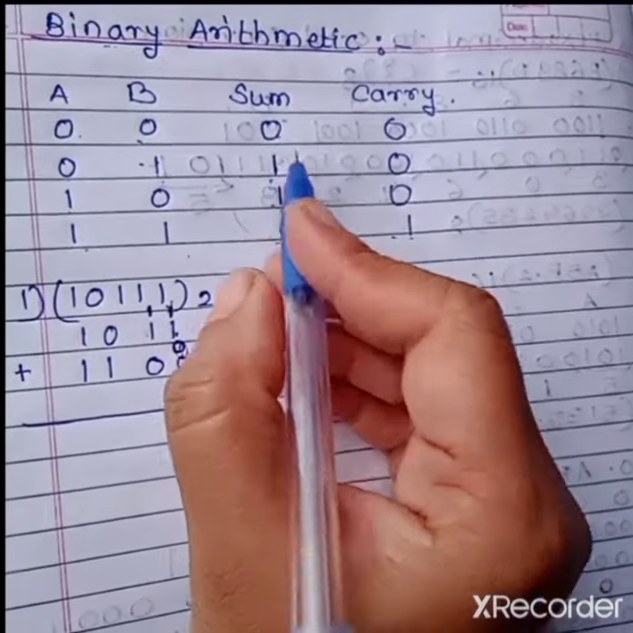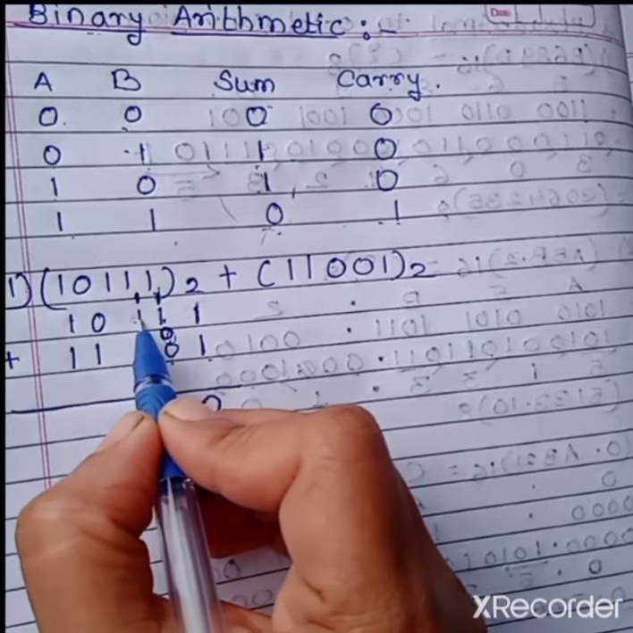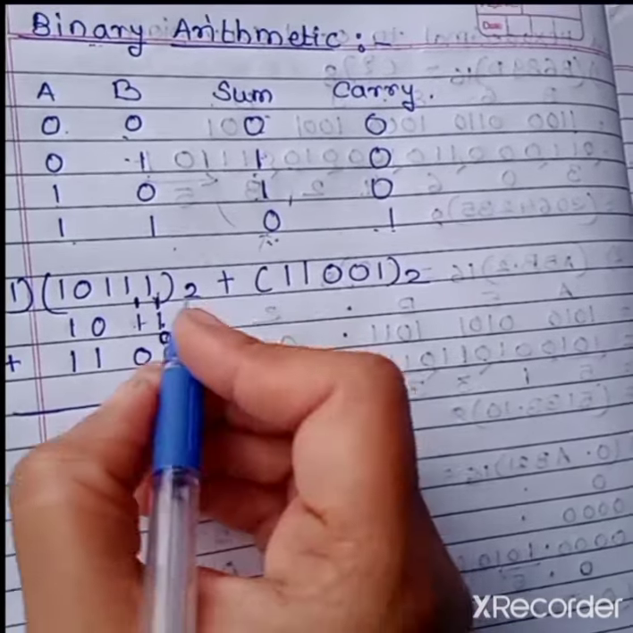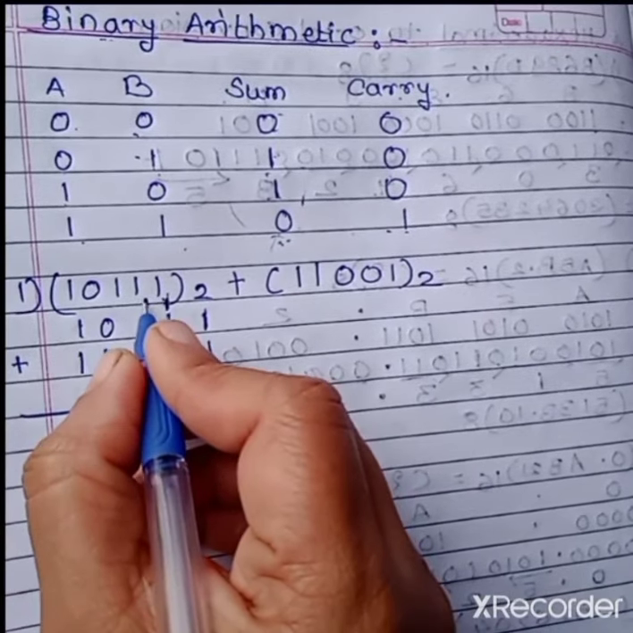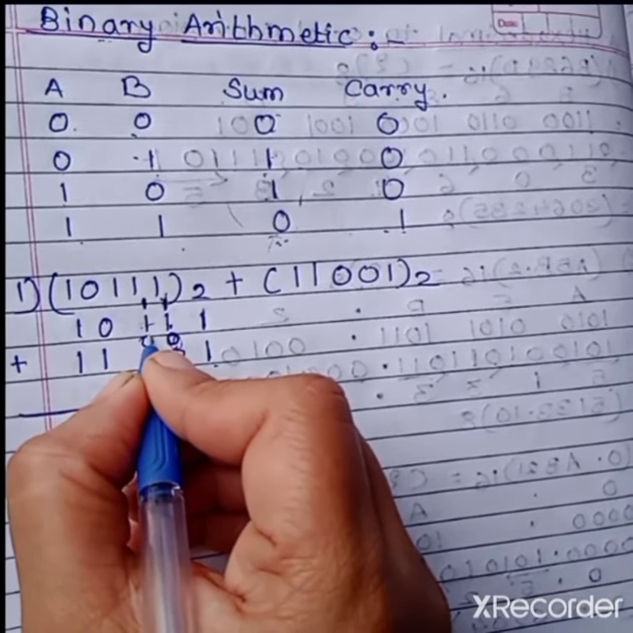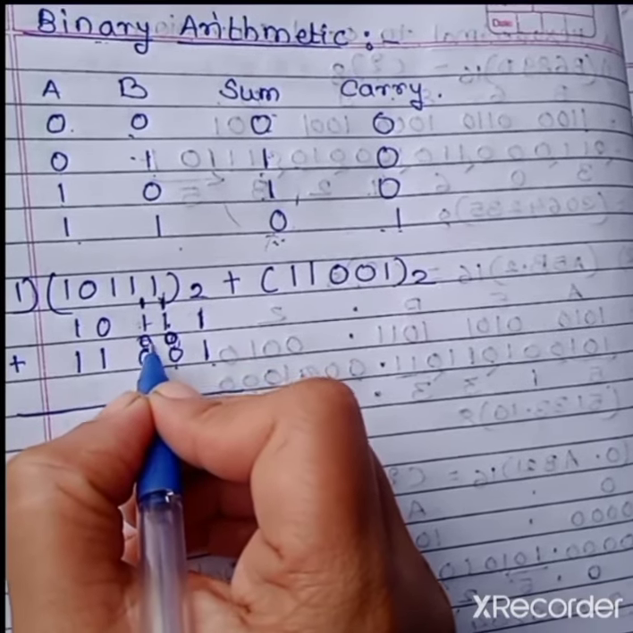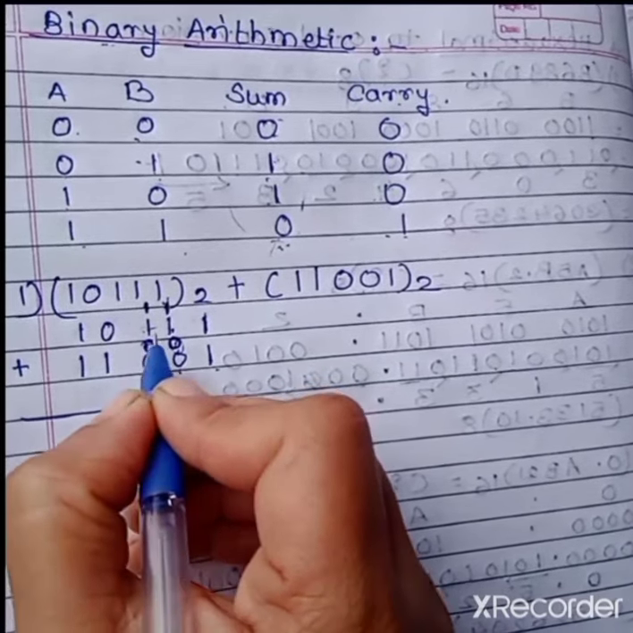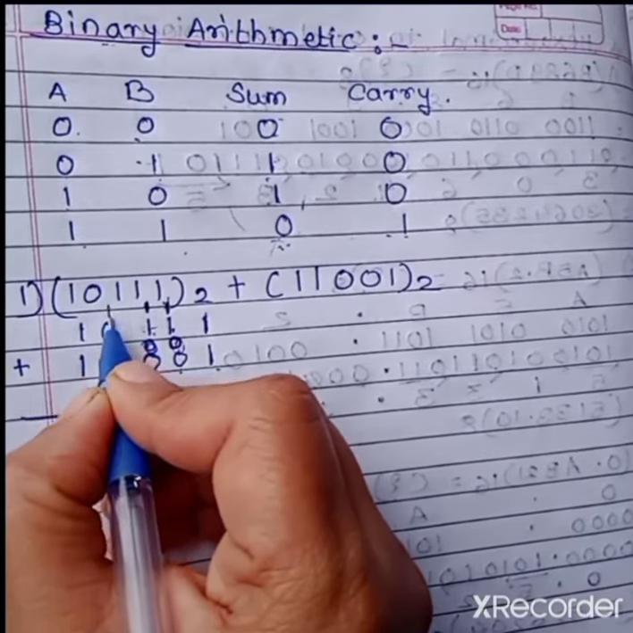So 0 plus 0, 0. Again 1 plus 1 sum is 0. You have to add this sum with this 0, and addition of these 2 bits will give you 0. You have to add this 0 with this 0, and the carry of this 2 you have to carry forward here.